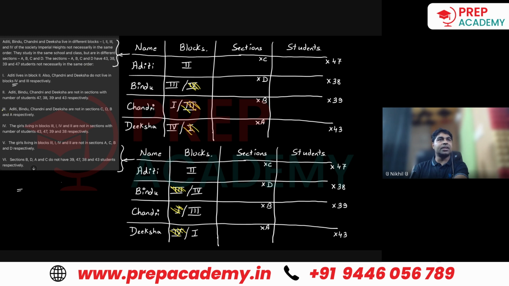These people, till the third student, we have already written down. The girl living in block 3, now living in block 3 in this case would be 3, are not in the section with the number of students 43. So block 3 will not have 43 also. Block 1 will not have 47. Block 4 will not have 39. And obviously the remaining block, block 2, will not have 38.